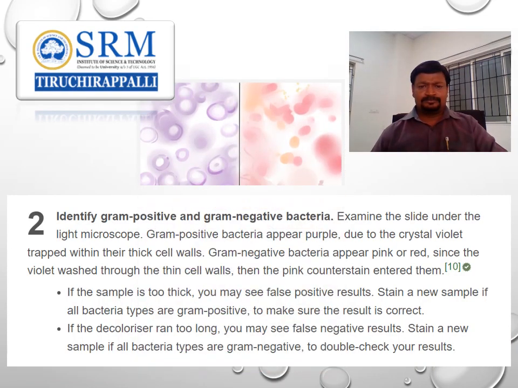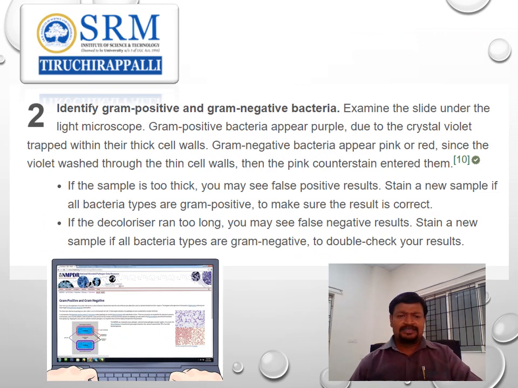These are comparative Gram-positive and Gram-negative slides. Identify the Gram-positive and Gram-negative bacteria. Examine the slide under the light microscope. Gram-positive bacteria appear purple in color due to the crystal violet trapped within the thick cell wall, and Gram-negative bacteria appear pink or red in color since the violet was washed through the thin cell wall.